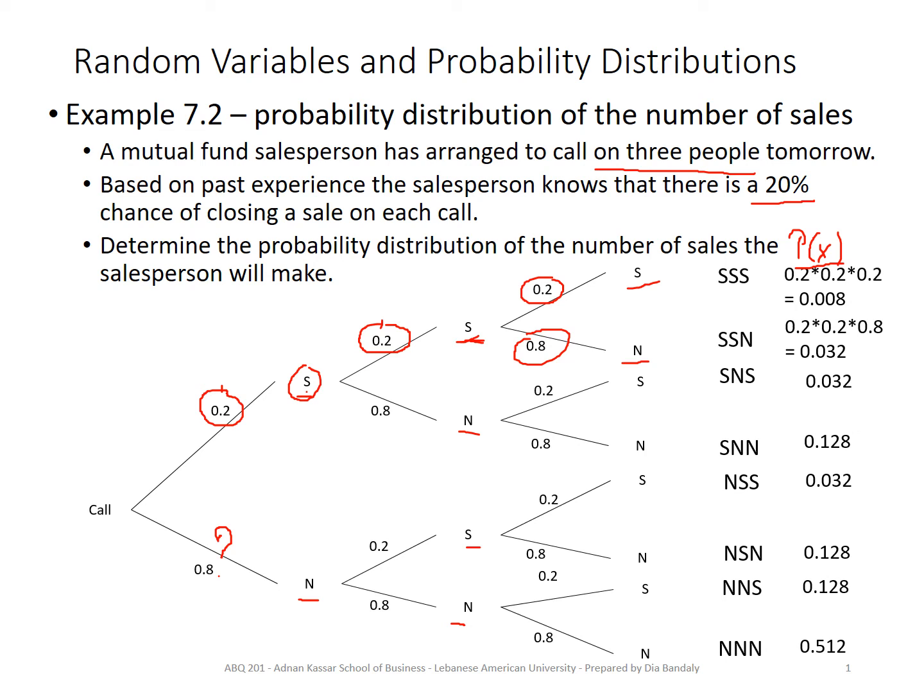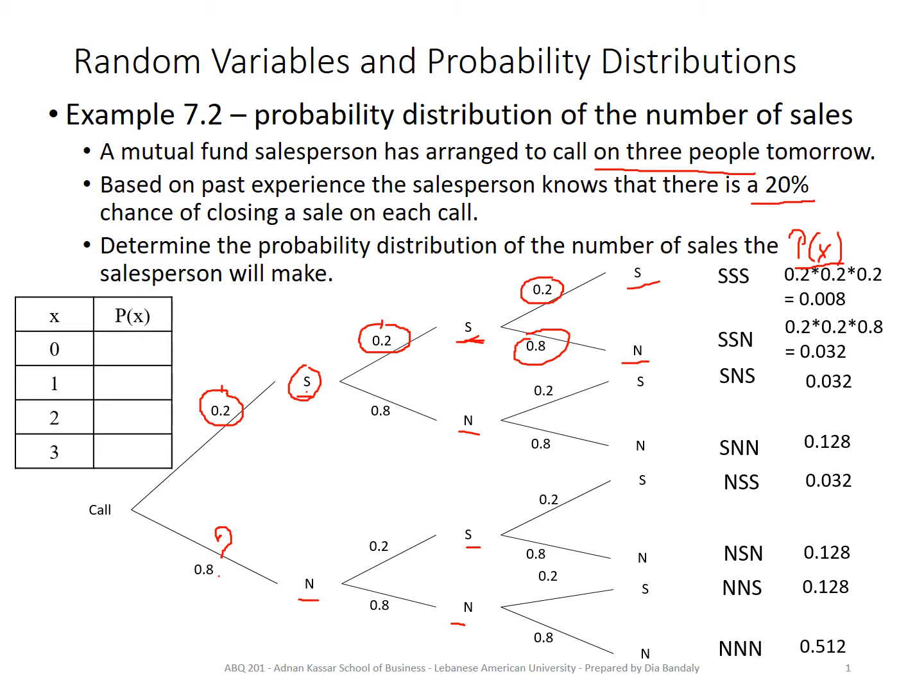Alright, so we're almost there, but remember the question was to find the probability distribution. And probability distribution means I need to have a table like that, where I have X in the first column showing all the possible values of X, and in the second column I need to find the probability. Now, about X, how did I get these? I know that when I make 3 calls, I will either have no sale at all, or I can have 1 sale, 2 sales, or 3 sales, right? This comes from the logic of the situation that we have on hand.